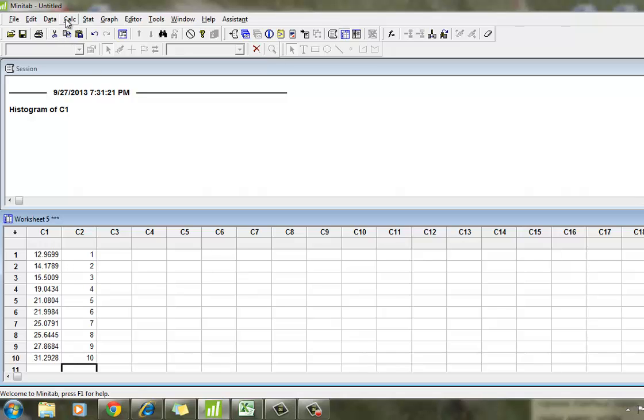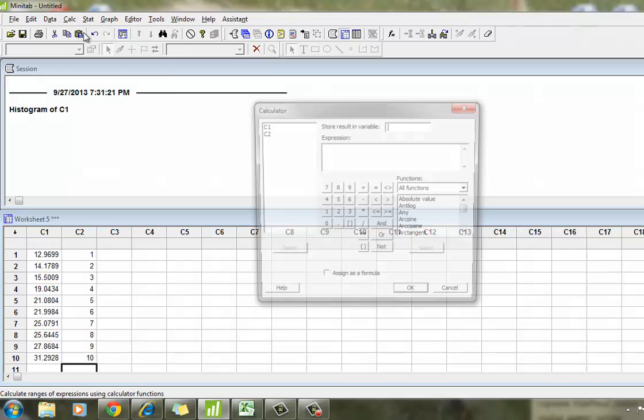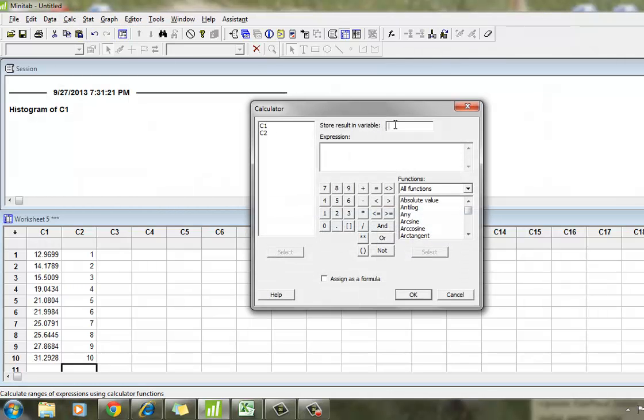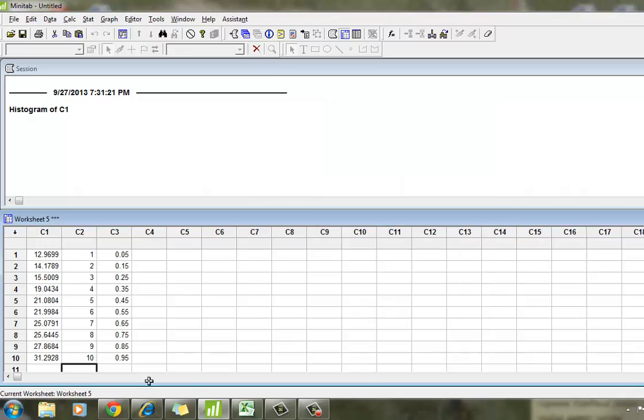And actually, it's a fairly simple calculation. You can just go Calc, Calculator, and I'm going to store the results in C3. And I'm just going to take C2, which is the order in which each number comes, minus 0.5, divided by 10. So in essence, we're saying that the fifth percentile of the data is 12.9699. We can see here that the 50th percentile would fall exactly between the 21.08 and the 21.998.